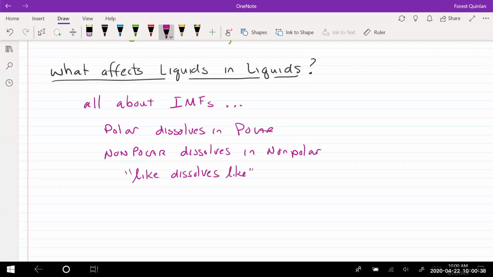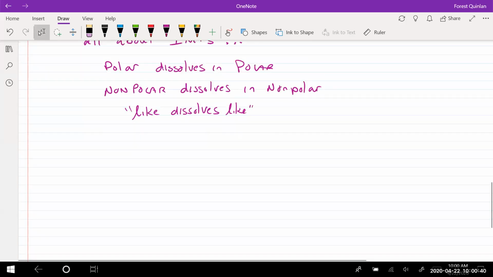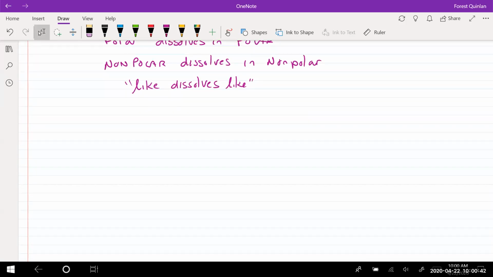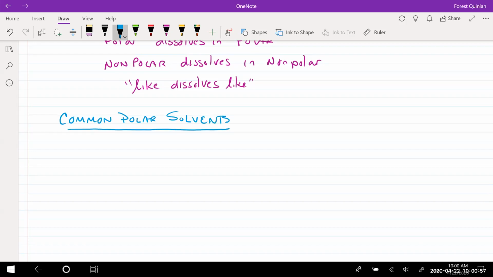And so as we look at this, let's take a look at some common polar solvents. Well, the first one, clearly, what do we dissolve everything in? Water. Right? We love to dissolve things in.